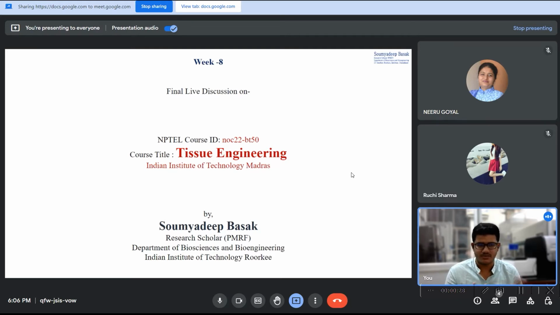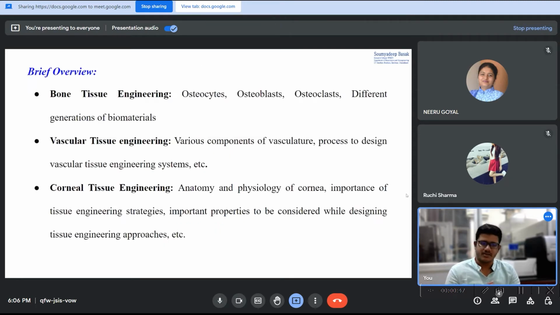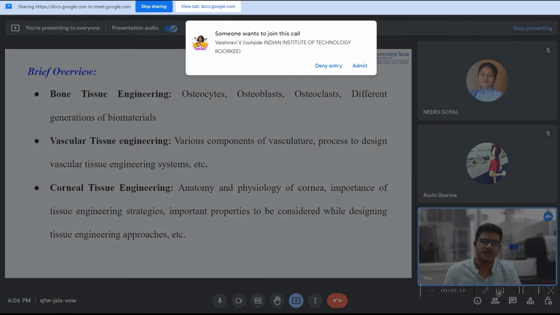We will quickly go through this week's contents, and then we will be summarizing the whole course content. Then we will see it combined with whatever we have done. Let's take a summary. So this week we have learned about bone tissue engineering, vascular tissue engineering, and corneal tissue engineering, mostly the application part.